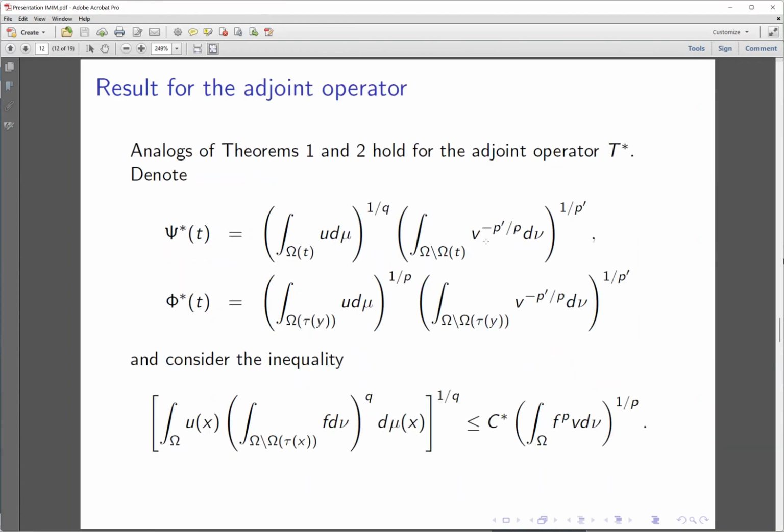The common feature of this theory is that everything obtained for T can be translated to the adjoint operator T star. I mean, not directly, but the proof can be translated to the adjoint operator. Here, the difference between the previous inequality and this one is that now we consider complements of those domains, omega minus omega tau x, okay? So this is kind of a standard thing. Once you obtain the result for the operator T itself, it's easy to pass to the adjoint operator T star.